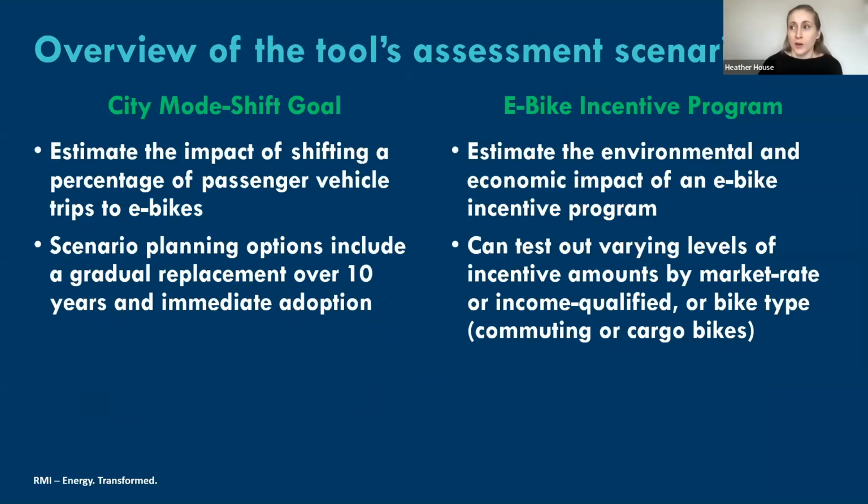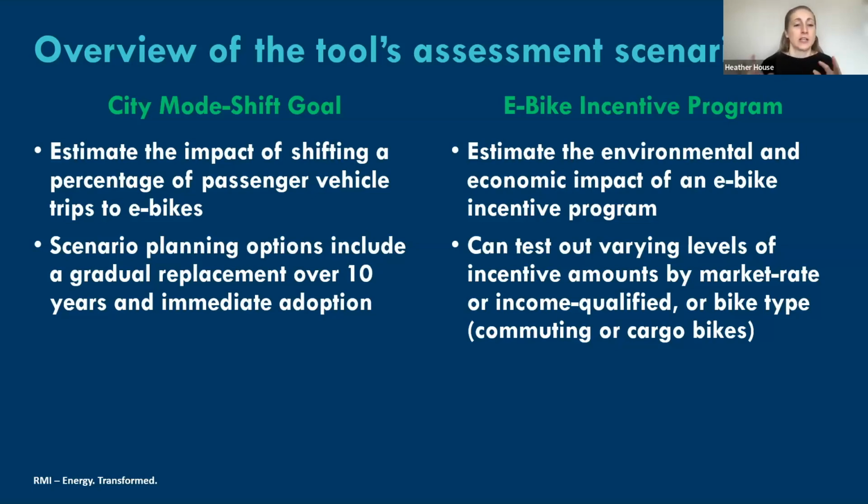Thank you, Jacob. Okay, we want to talk a little bit about the two scenarios of the calculator before we dive into the demo. One is what we're calling a city mode shift goal, and the second is looking at e-bike incentive programs. On the first scenario, city mode shift goal, which you're also going to hear Bryn, as she does the demo, talk about as a citywide goal. This particular scenario estimates the impact of shifting a percent of passenger vehicle trips to e-bikes.